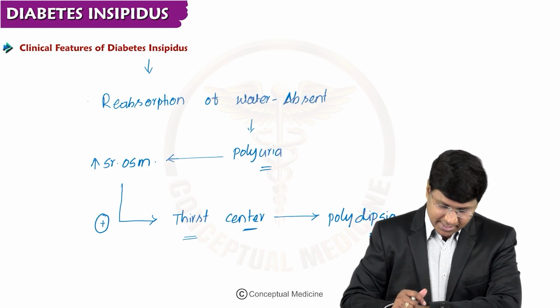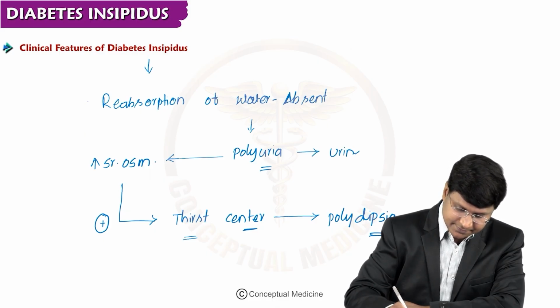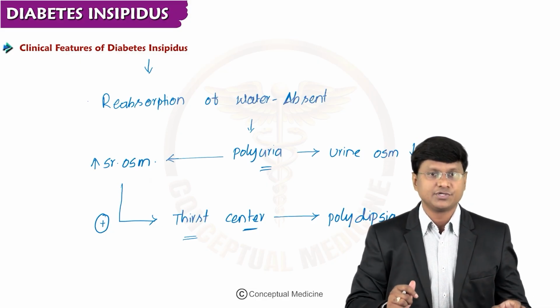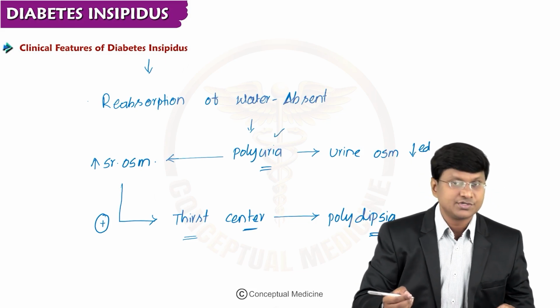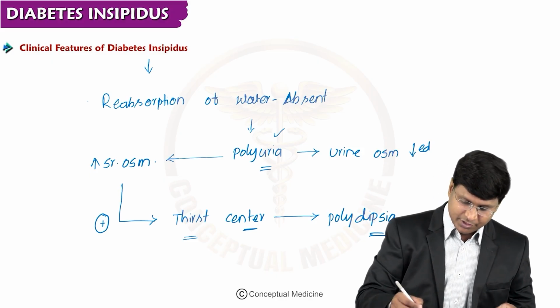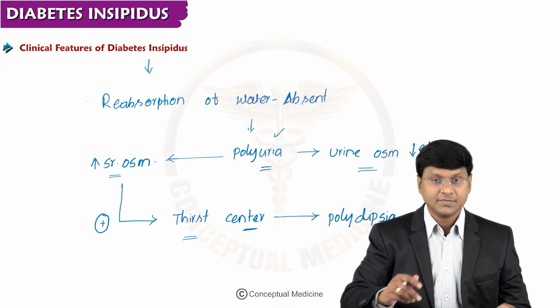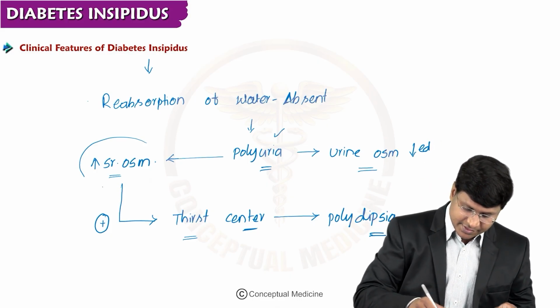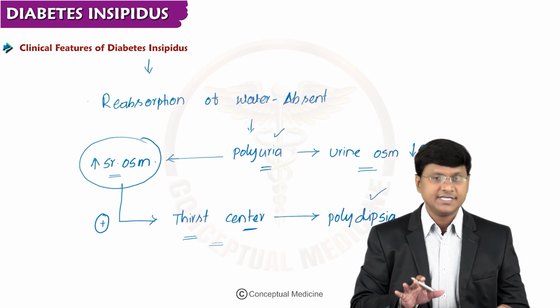Okay, right. Now apart from that, because of the polyuria, what will happen to urine osmolality? Urine osmolality will be reduced. These are the features you will have in diabetes insipidus. Number one, water is not reabsorbed, so there is polyuria. Because there is polyuria, there is a decrease in urine osmolality and an increase in serum osmolality. And because of the increase in serum osmolality, there will be activation of the thirst center and that is the reason why the individual is having polydipsia. These are the exact features.